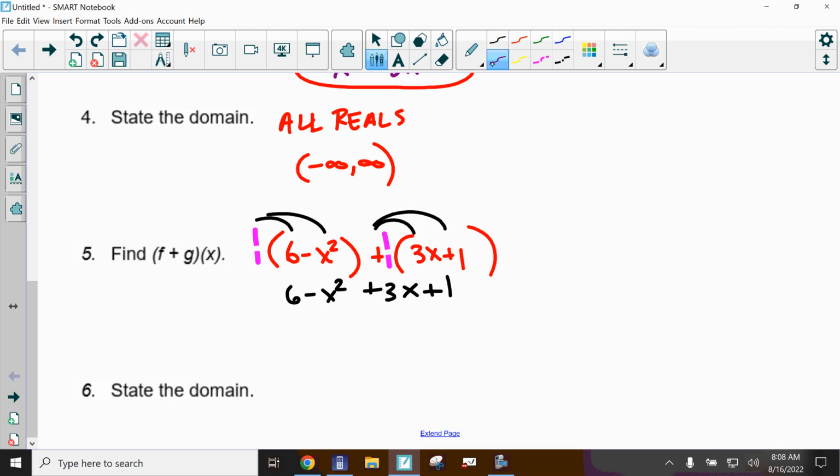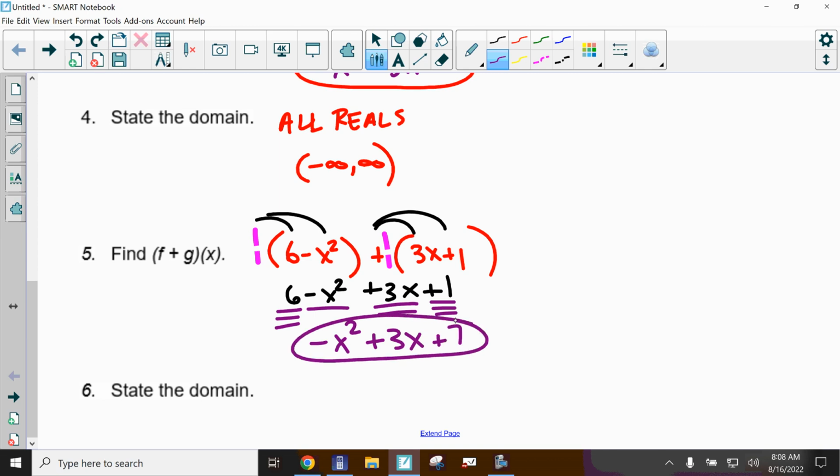When we combine like terms, it's almost identical to the last problem. The negative x squared doesn't have anything to combine with. So we have negative x squared, and then we have the plus 3x. That can't combine with anything. And then we're going to combine the 6 and plus 1 this time. So 6 plus 1 is 7. That's our answer.